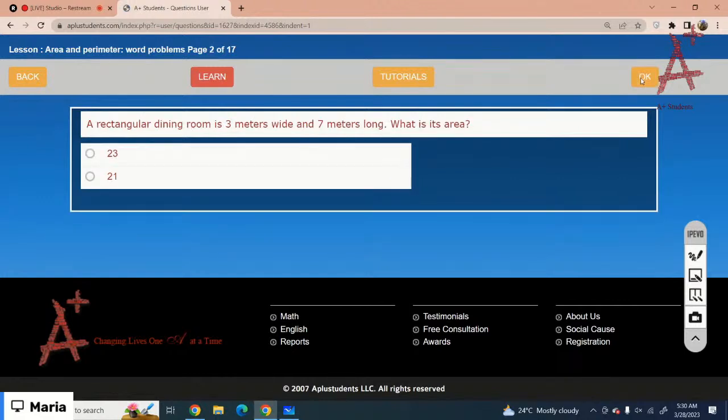Okay. A rectangular dining room is 3 meters wide and 7 meters long. A rectangle has opposite two sides equal in length. This is 7, this is 7, this is 3, this is 3. Area of the rectangle is length times width. Got it? No one is answering. Length times width, it would be 3 times 7. So 3 times 7 is, yes, that would be 21. So the correct option is 21. Got it, everyone?